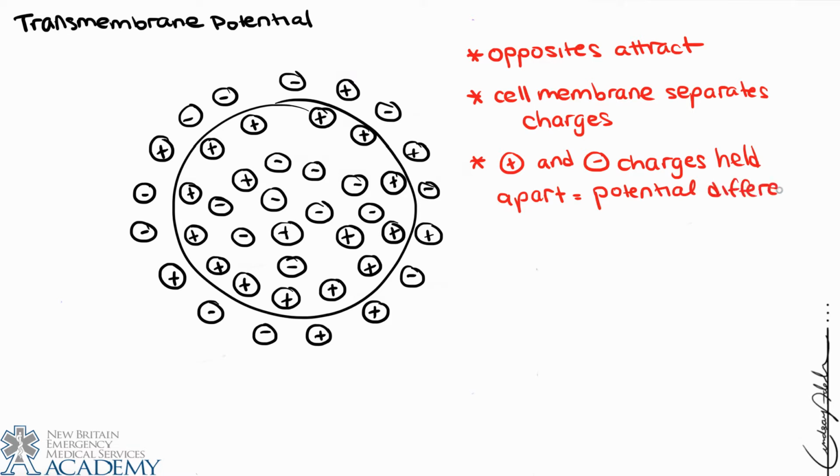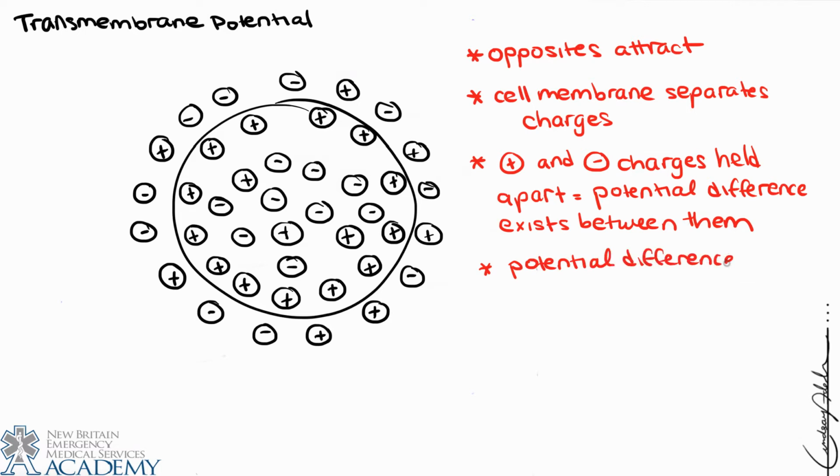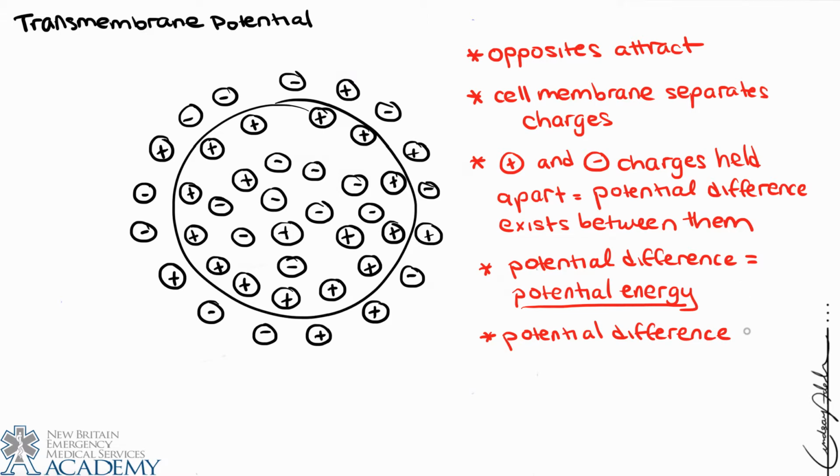I imagine that the words potential difference are a little bit unfamiliar in comparison to some of the other things that we've mentioned. So I want to interchange the words potential difference for potential energy, because that's essentially what we're saying: because we're holding these charges apart, we are harnessing potential energy that we can use to power activities. So when we talk about things that are moving down their concentration gradient, what really is happening is we're utilizing potential energy and converting it into kinetic energy as those molecules are moving.